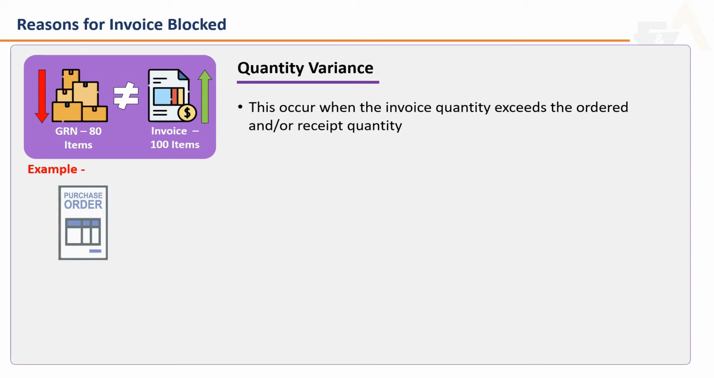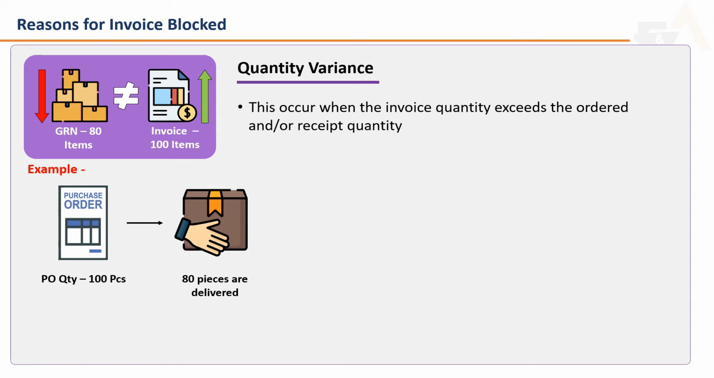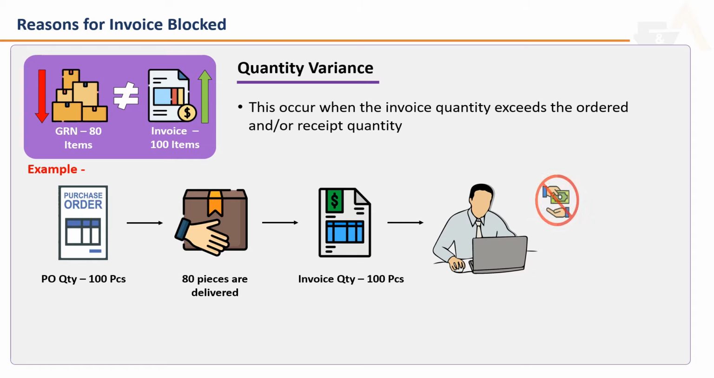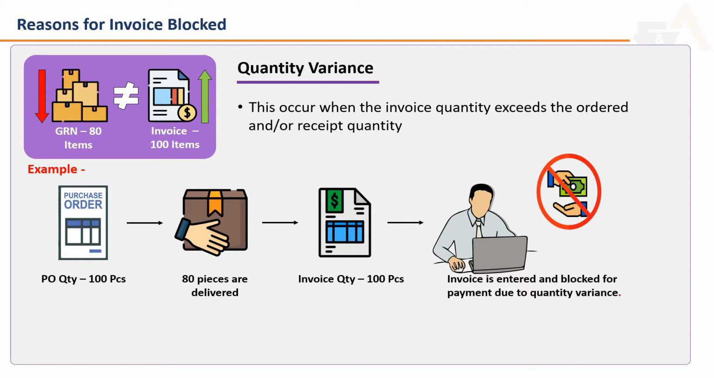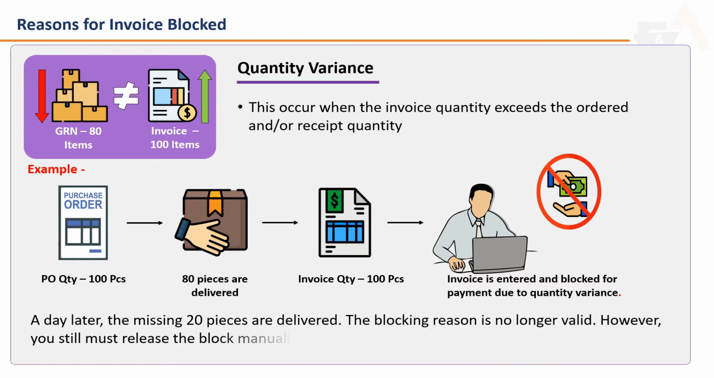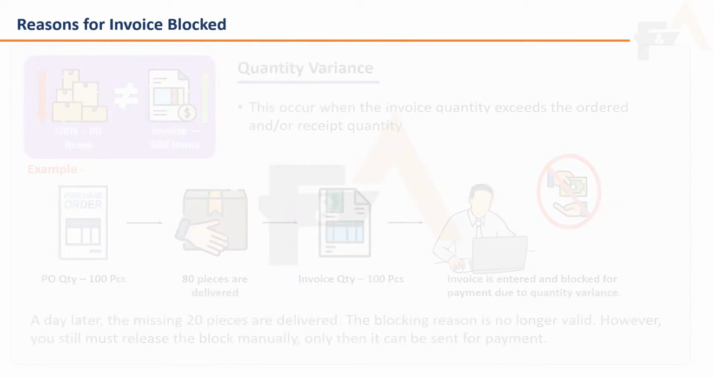Example: for a purchase order of 100 pieces, 80 pieces are delivered, but 100 pieces are invoiced. The invoice is entered and blocked for payment. A day later, the missing 20 pieces are delivered. The blocking reason is no longer valid. However, you still have to release the block manually, only then can it be sent for payment.